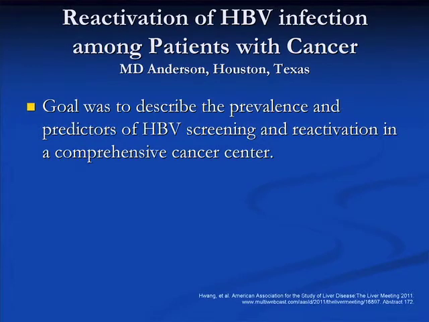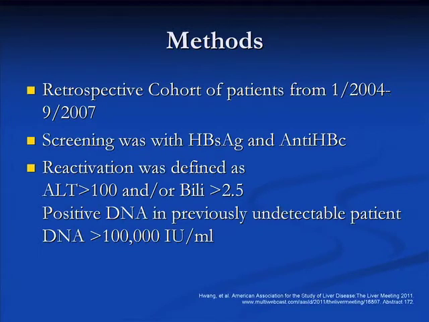So the first paper I'd like to discuss is entitled Reactivation of Hepatitis B Infection Among Patients with Liver Cancer, and comes from the MD Anderson Cancer Center in Houston, Texas. The goal of the paper was to describe the prevalence and predictors of hepatitis B screening and reactivation at a comprehensive cancer center. This is probably the largest comprehensive cancer center in the country. This was a retrospective cohort of patients from January 2004 to September 2007. They screened patients with simple tests. They looked at both surface antigen and anti-hepatitis B core antibody total.